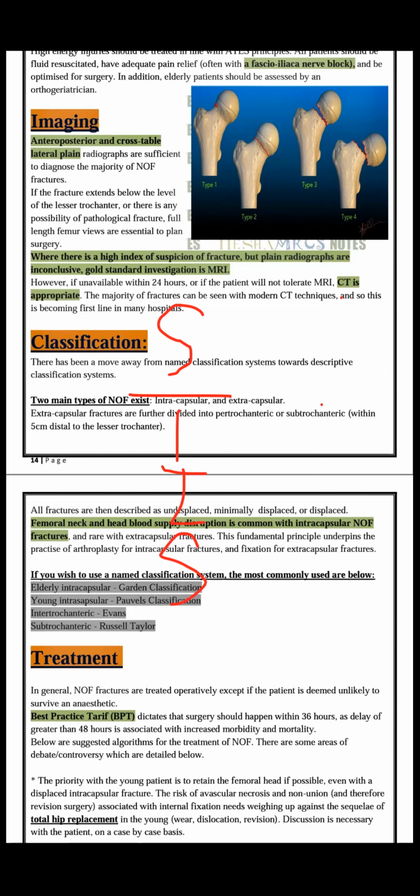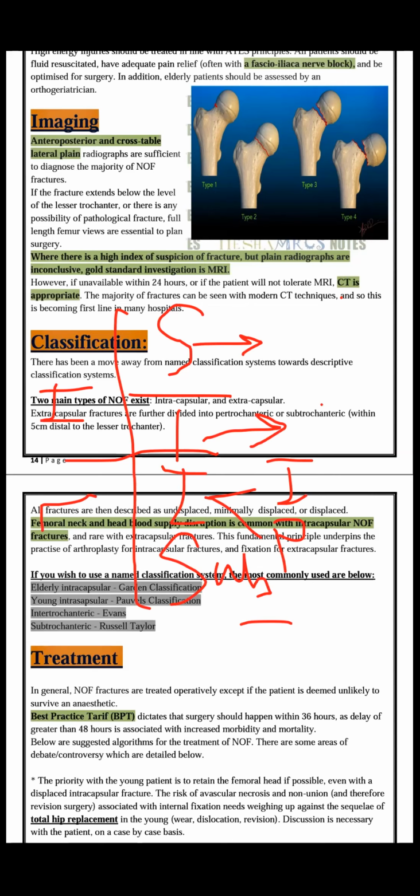What is this STES? You have subcapital, transcervical, intertrochanteric and hypertrochanteric, then subtrochanteric. Keep this STES as your name. The first two are intracapsular. The last two are extracapsular.